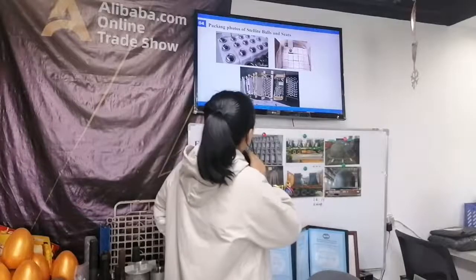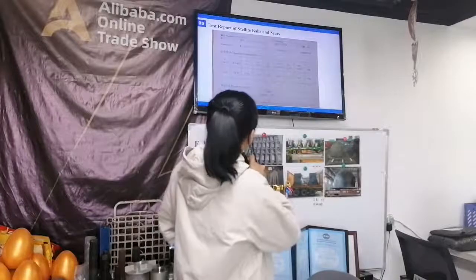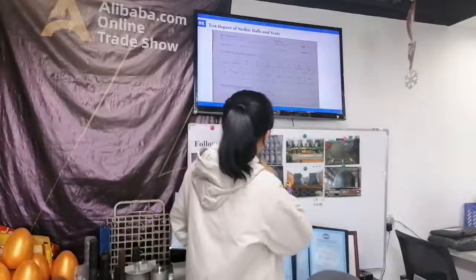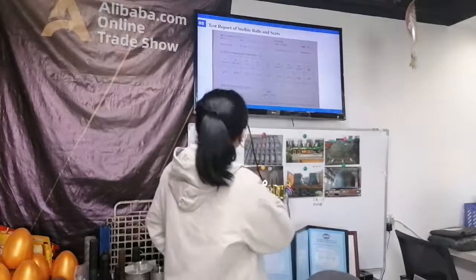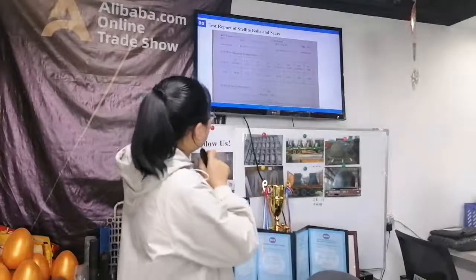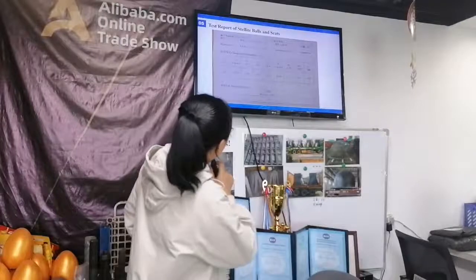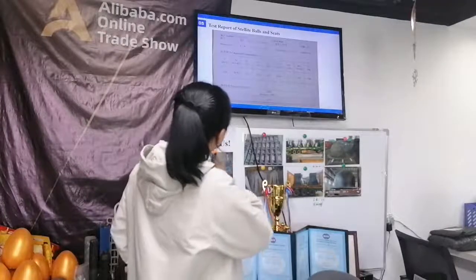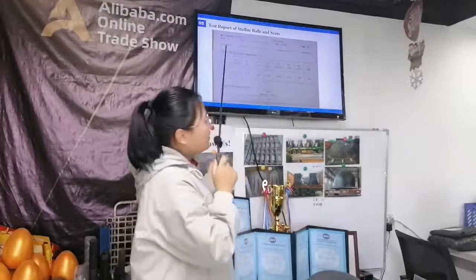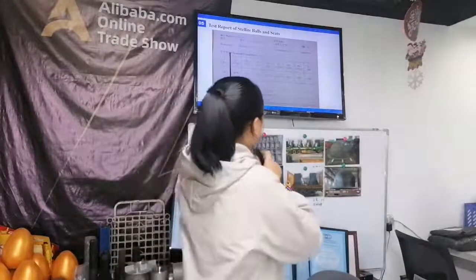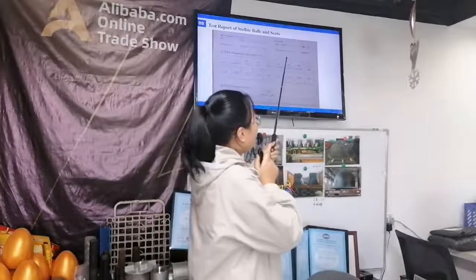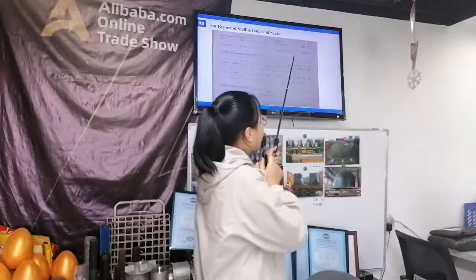Next, test report for Stellite balls and seats. This test report is for Stellite seats. You can see the material is A3 or Stellite 3. The specification is diameter 31.75 mm.